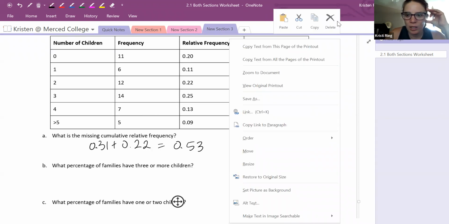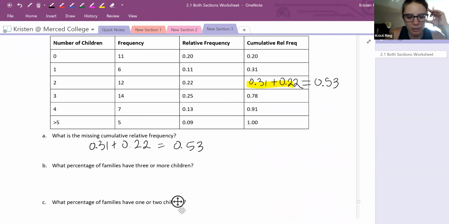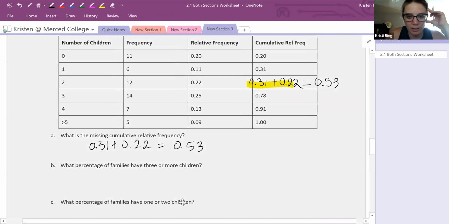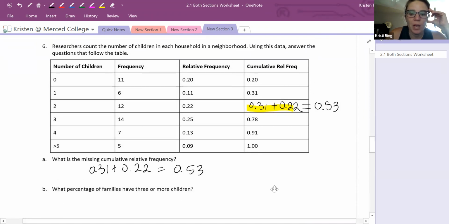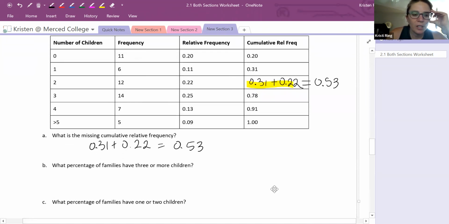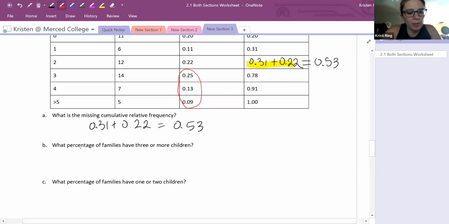What percentage have 3 or more? Okay, 3 or more is not cumulative. It is the or more part. So we want to do 3 or more, 3, 4, 5. So we're just going to add those 3 numbers together.